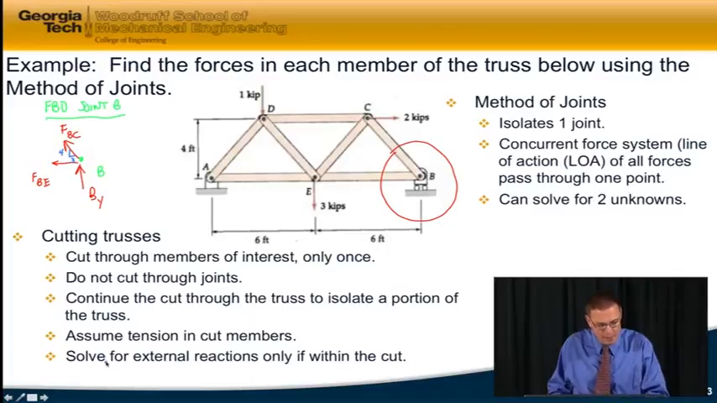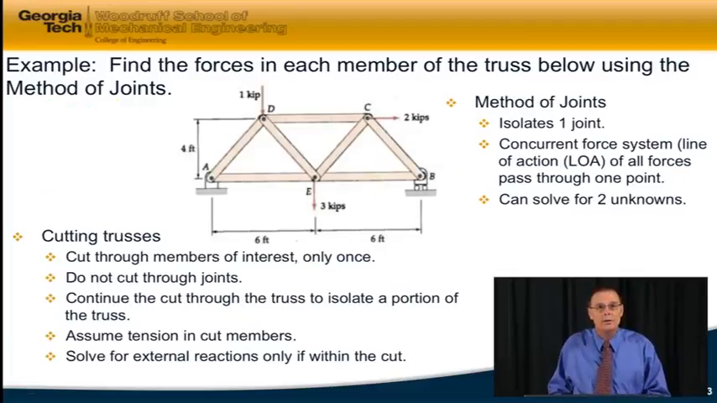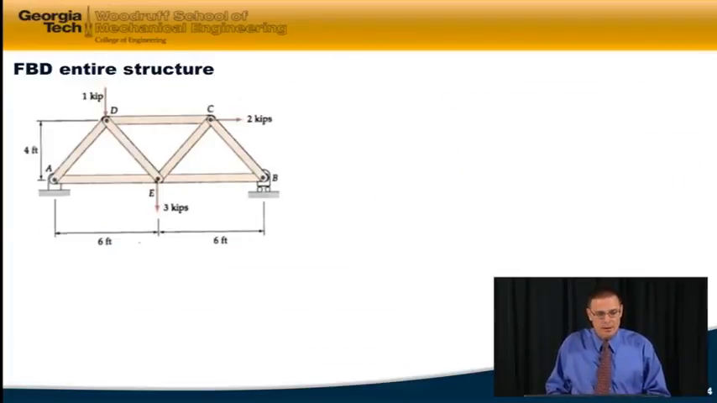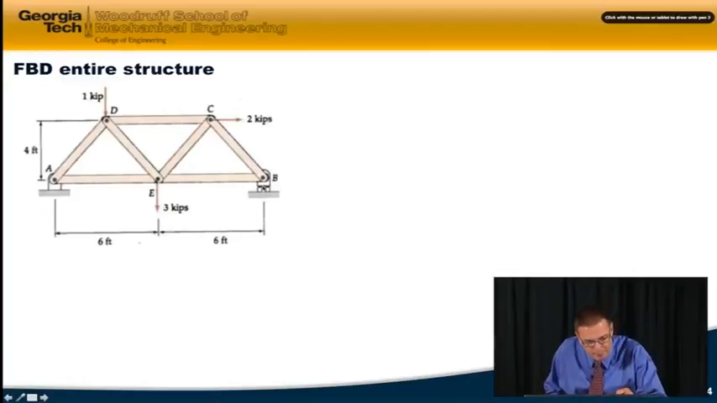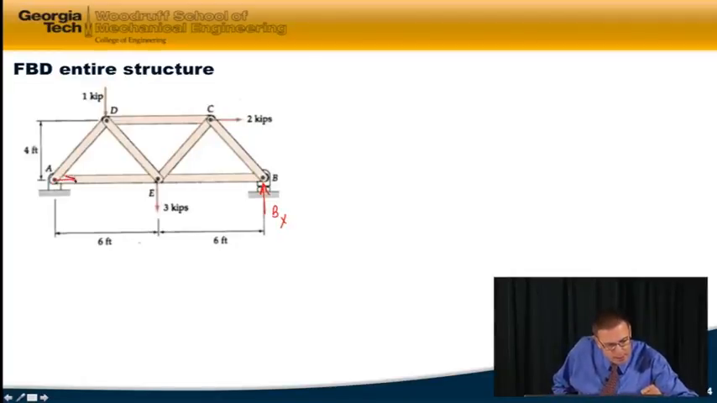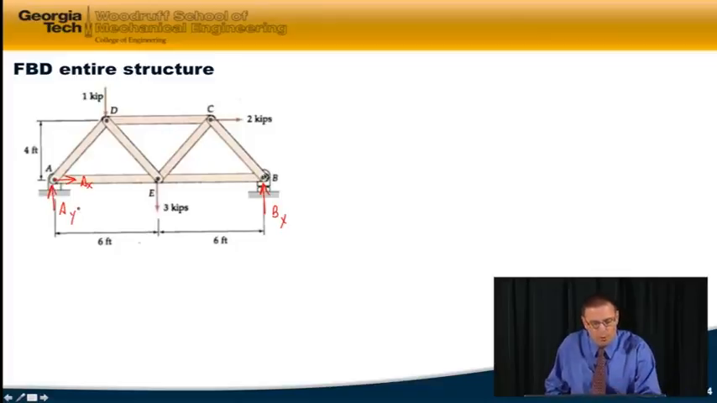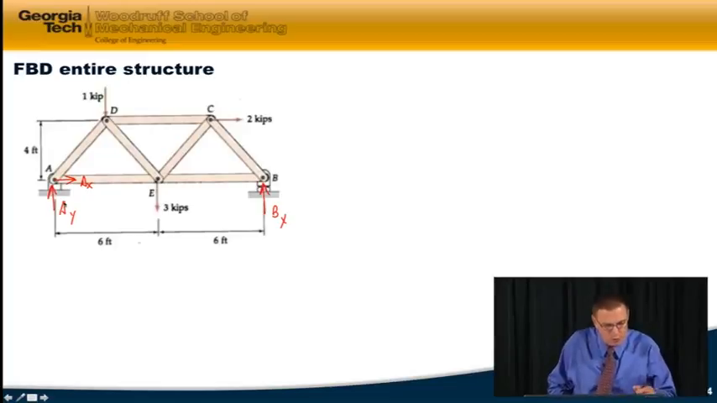Since I do have an external reaction in that free body diagram, I'm going to have to solve for it. So I'll do that by solving the entire structure's free body diagram. Let's do that together. I've got BY, and I've got a pin over here, so I'm going to have AX and AY. For joint B, I only need BY, but let's solve for AX and AY as well, since I'm going to eventually need those.